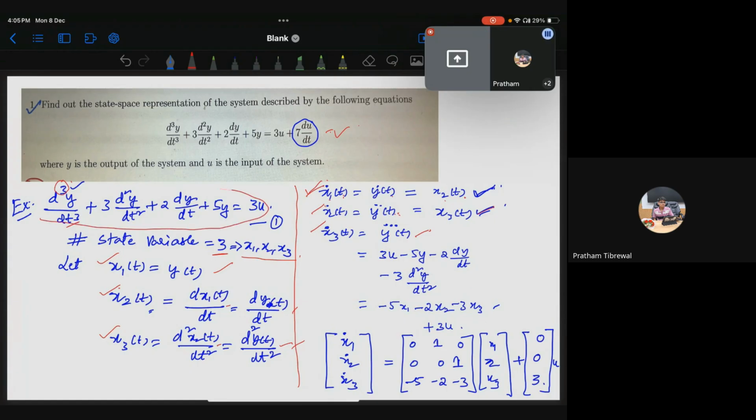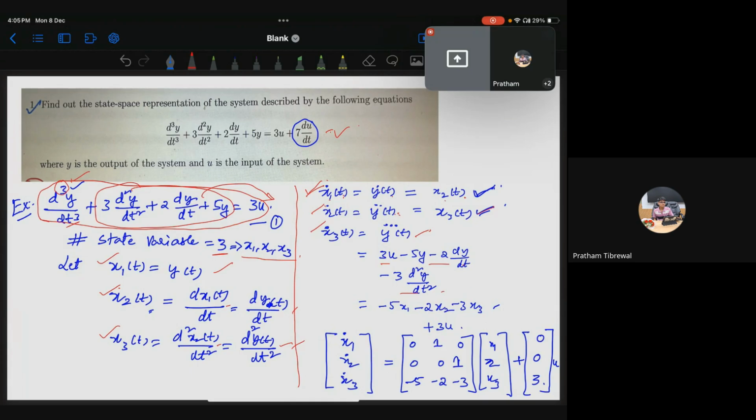Y triple dot from the problem is nothing but what? This whole part, we take this side. That is our y triple dot. That's what we are doing. Is this clear?